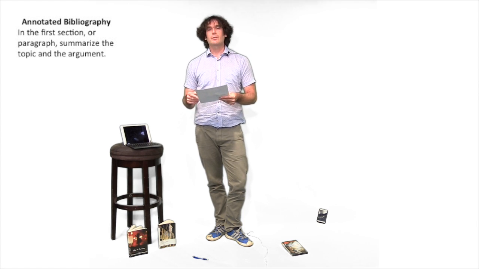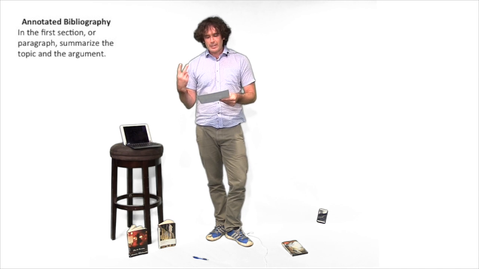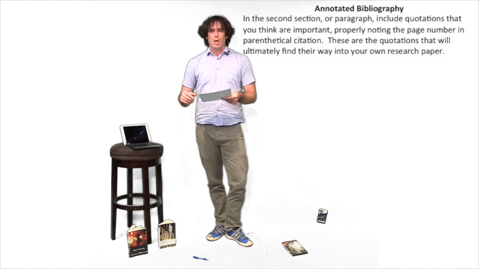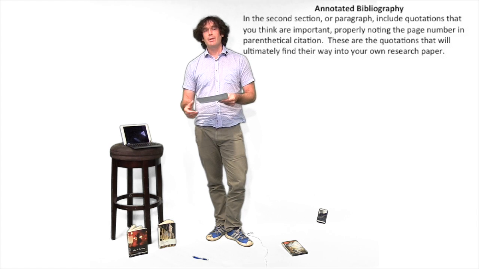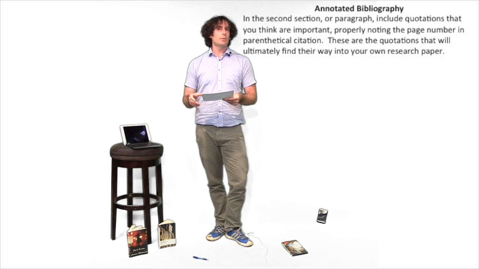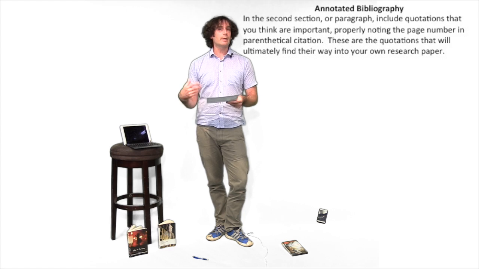Remember, the annotated bibliography starts with the bibliographic record. Second paragraph or second block is where are some passages of importance, and cite those using parenthetical citations so that they can appear then in your research paper or your paper of whatever kind.